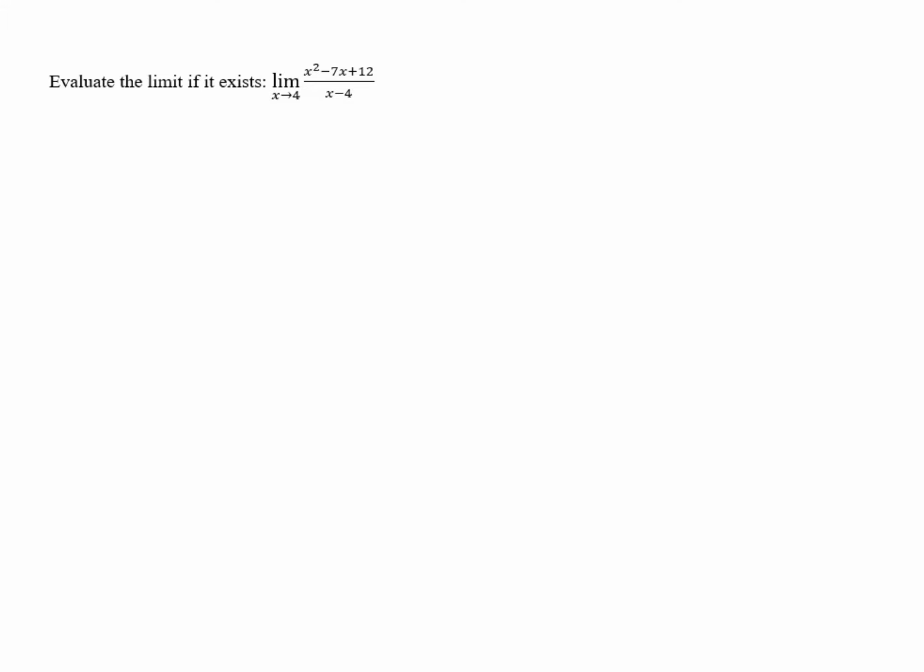Evaluate the limit if it exists. The limit as x approaches 4 of x squared minus 7x plus 12 all over x minus 4.